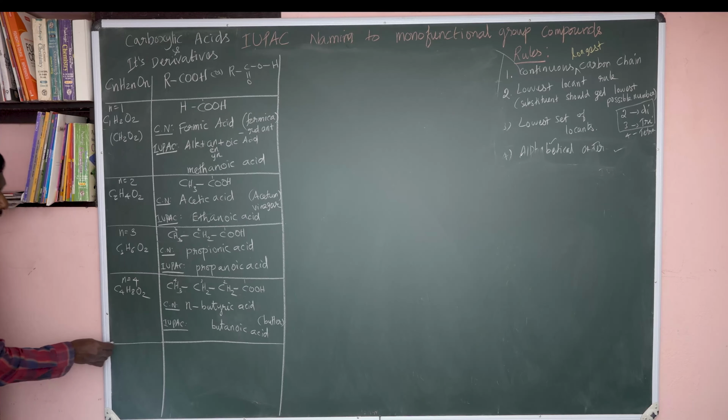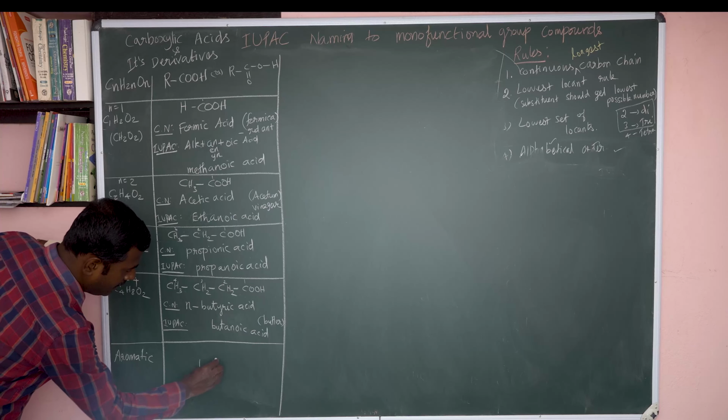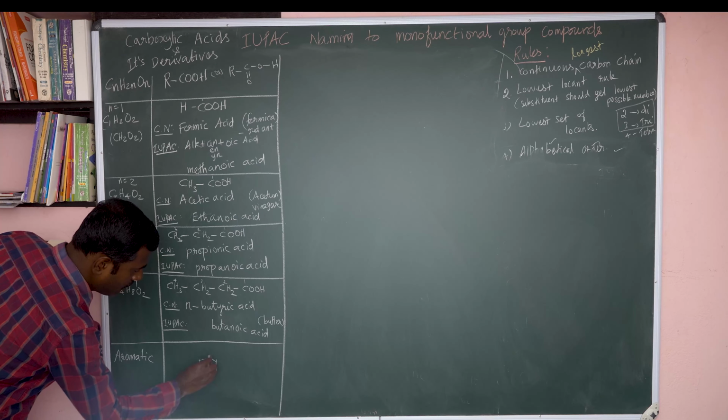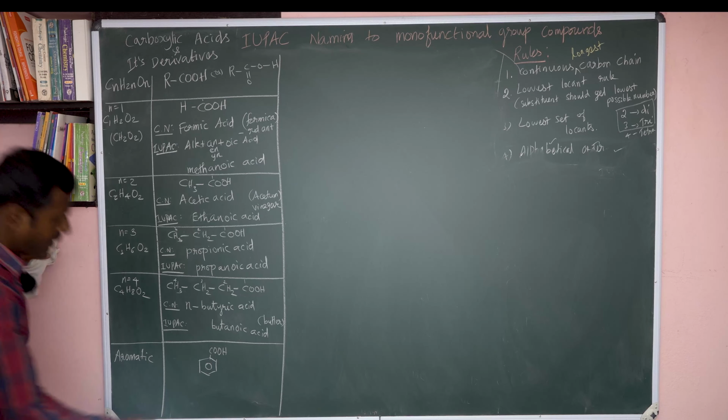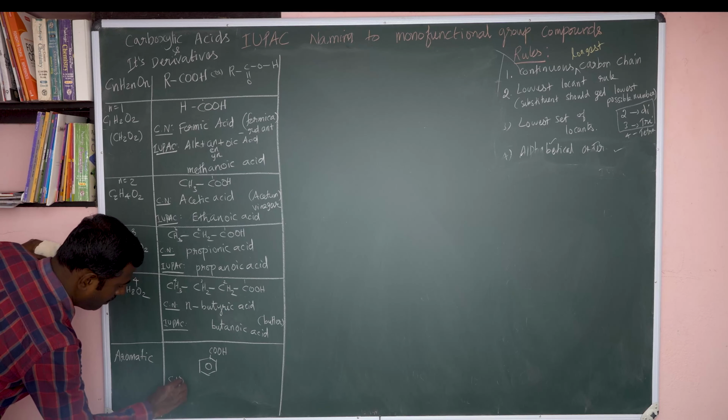So we have written some acids in the aliphatic series. Now let us see some aromatic acids also. Aromatic acid is the acid group directly linked with the benzene ring. The common name of benzene with an acid group is benzoic acid.